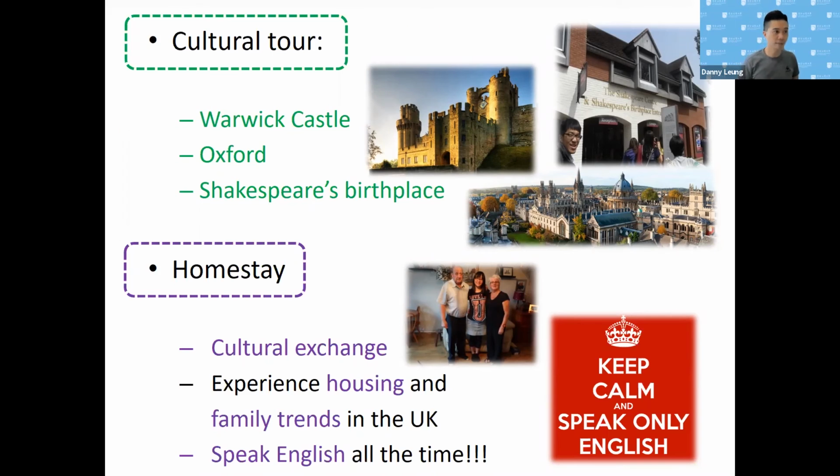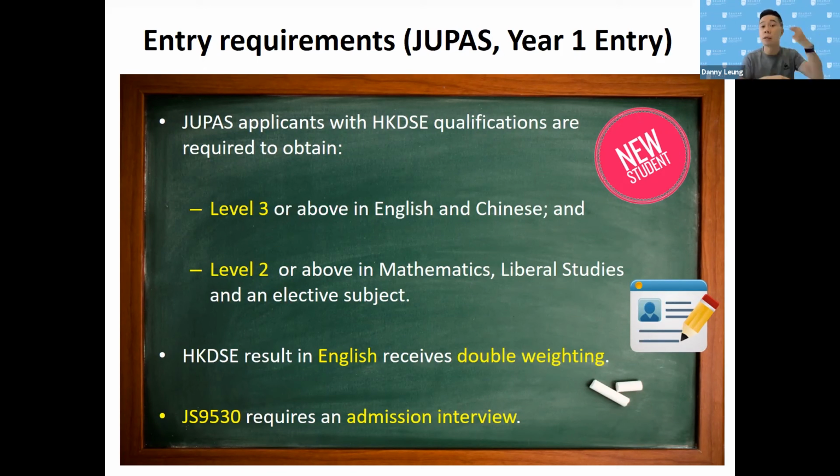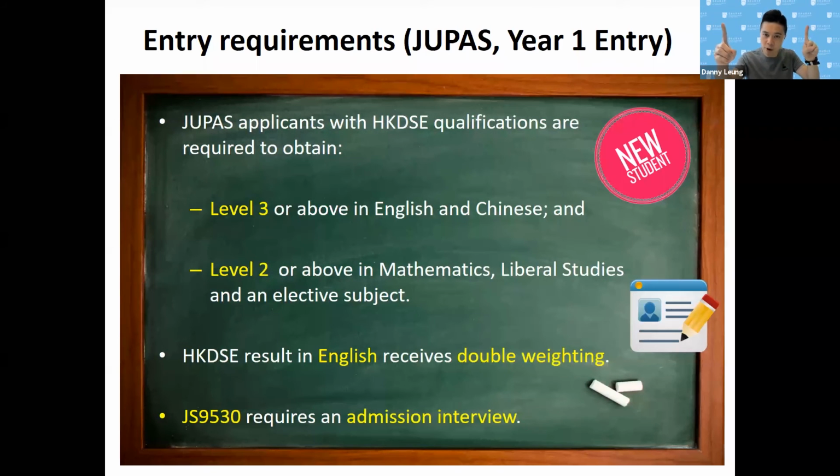Last but not least, I think it's time for us to take a look at some factual items which can be seen on the university's webpage or on the JUPAS webpage. But let me just walk you through all these factual items to see whether you've got any questions later on. So again, if you want to be admitted, make sure that you will have level 3 or above in English and Chinese, level 2 or above in mathematics, liberal studies, and an elective subject. It's just because these English single degree program and English double degree program specify English.